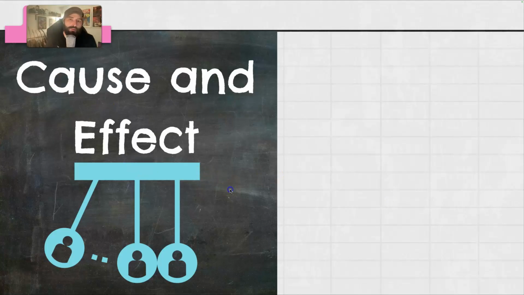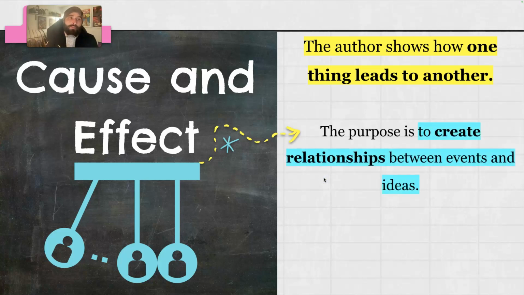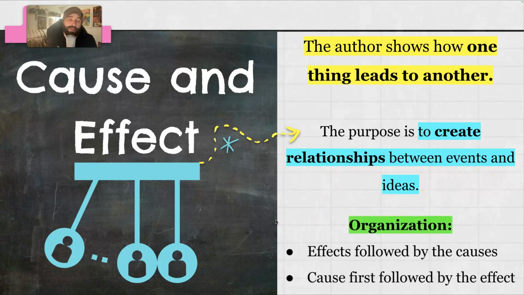Cause and effect is when the author shows how one thing leads to another thing. So how did giant pandas become endangered? They're now vulnerable, but at one time they were endangered. So what led to them becoming endangered? The purpose is to create relationships between events and ideas. So the events that led up to them being endangered.